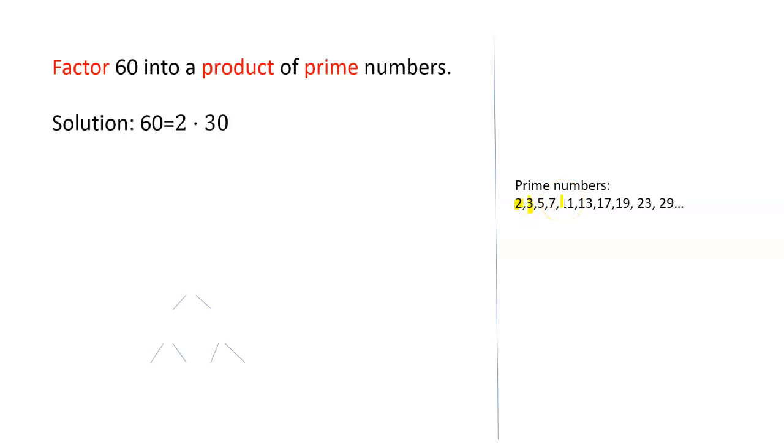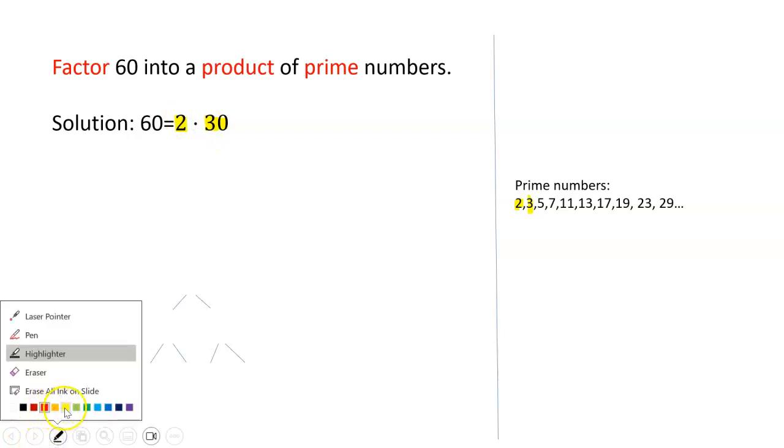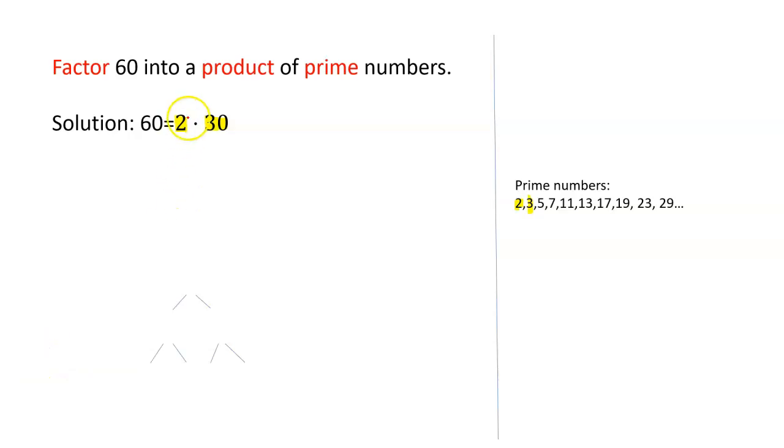So I started with 2. And we know 60 is even, and 2 does go into 60. I just need to figure out 2 goes into 60 how many times, which is 30 times. So 2 times 30 is 60. And notice 2 is already prime, so you can leave 2 by itself, but we do need to break down 30 because 30 is not prime. So I'm going to circle 2 because 2 is already prime, but I'm going to continue to break down 30.